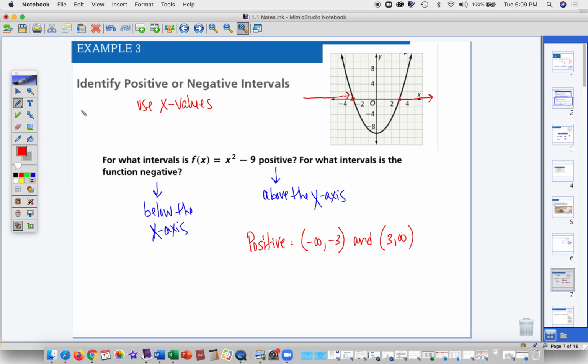Now in between those values, that's where the graph dips down below the x-axis. So it is negative from -3 to 3. These are intervals, so for intervals of positive and negative values, you don't have to use brackets. We always use parentheses around these types of intervals.